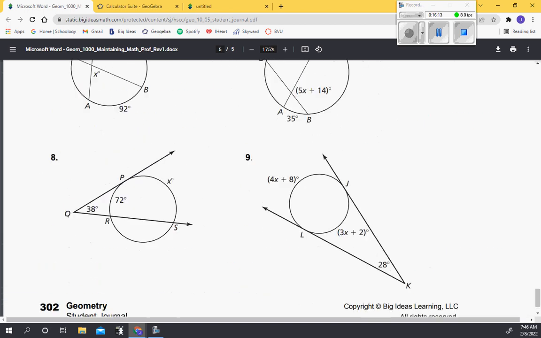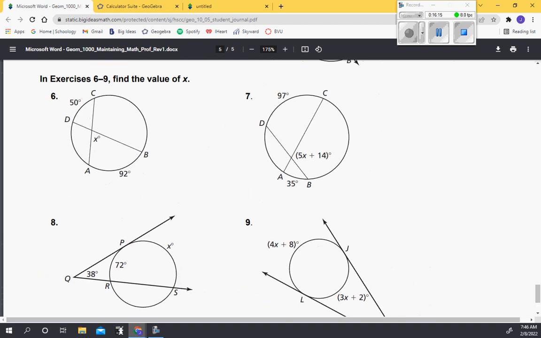We're adding the arcs they create, so x creates this arc, and its vertical angle creates this arc. We have to add 50 plus 92, which is 142. And then we have to divide 142 by 2. 142 divided by 2 is 71. Okay, that's x.